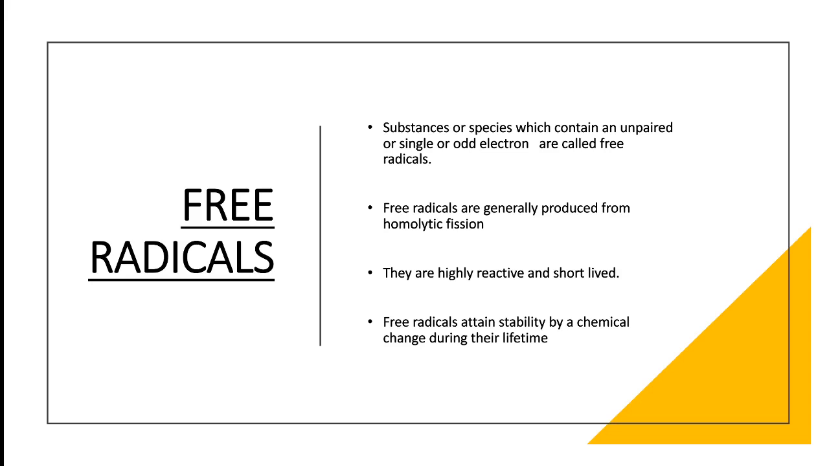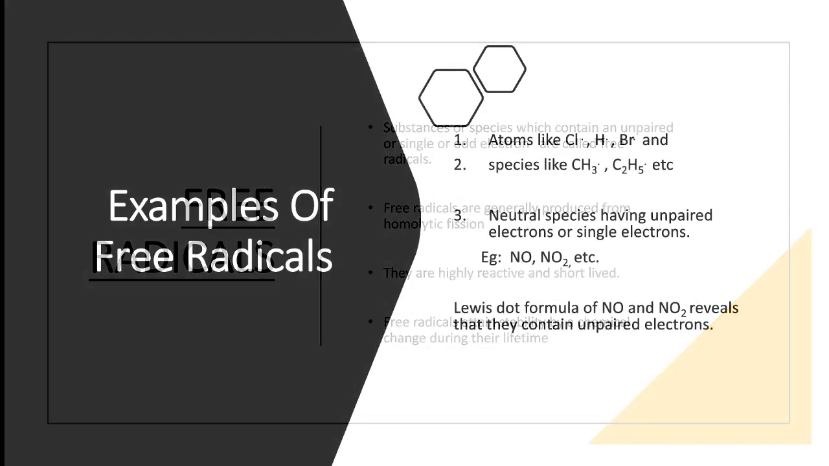So these free radicals, as they contain an odd electron or unpaired electron or single electron, are highly reactive. When they are reactive, their lifetime is less. That is, they are short-lived. Free radicals attain stability by a chemical change during their lifetime. That is, once they are formed, they immediately react with some other reagent to become stable. This is about the free radicals.